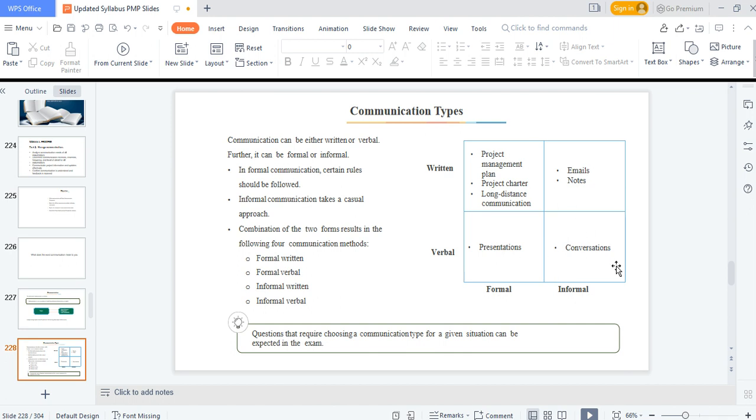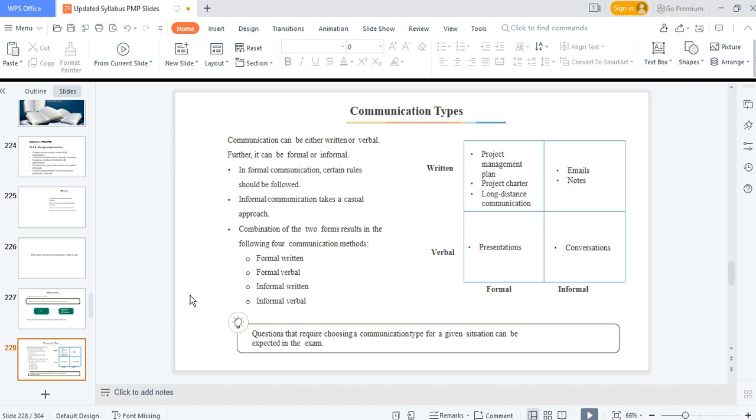And at times, depending on the information you want to pass, that will determine which type of communication you're going to use. For instance, there are some conversations you don't just have because that information is critical. You want to make sure that it is properly put together and presented, or sent, and added to those templates, those documents. So communication can either be written or verbal. Further, it can be formal or informal. So these are all the things we just explained. Questions that require choosing a communication type for a given situation can be expected in the exam, especially if you're writing the project management exam.